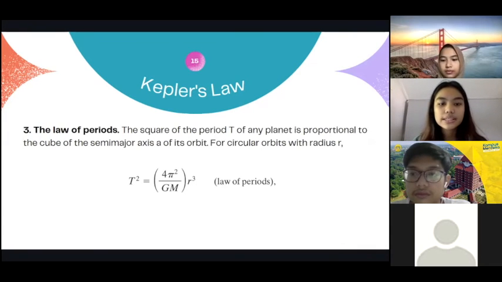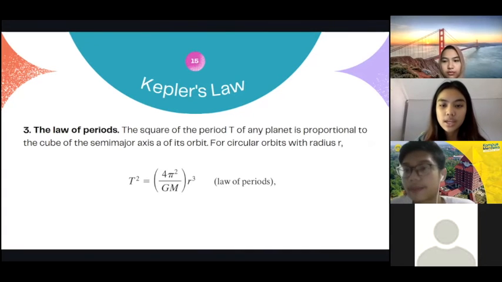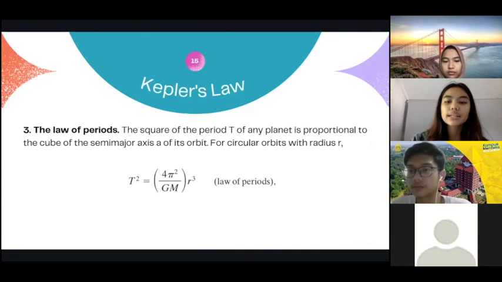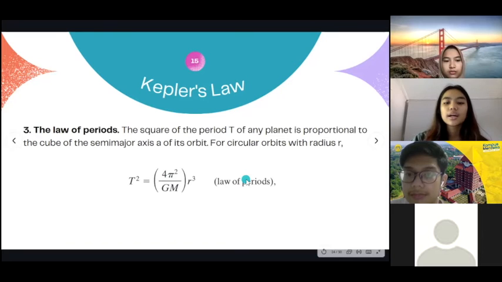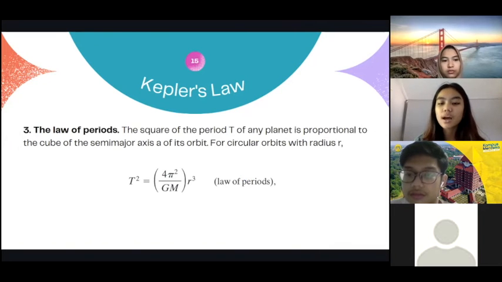The third law is the law of periods. The square of the period of any planet is proportional to the cube of the semi-major axis of its orbit. The law of periods can be written mathematically as this equation. This also holds for elliptical orbits if we replace r with a.